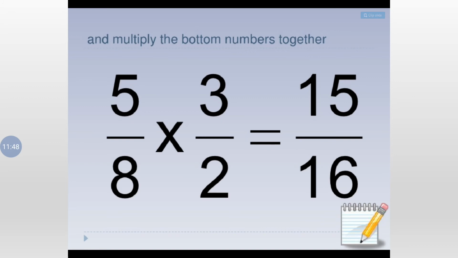So already you know the product of the numerators divided by the product of the denominators. 5 3s are 15, 8 2s are 16. So we get the value 15 by 16. Do you understand? So dividing rules, keep in mind: keep it, change it and flip it. Keep it means don't change the first fraction. Change it means the operation, division into multiplication. Flip it means form a reciprocal.